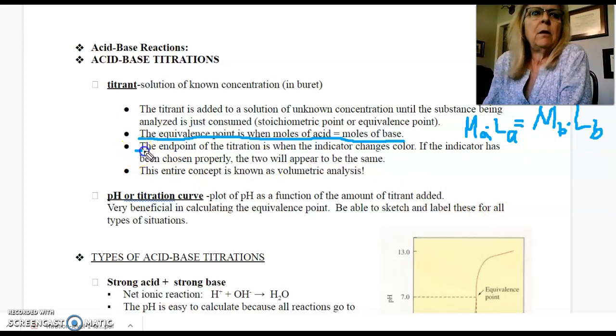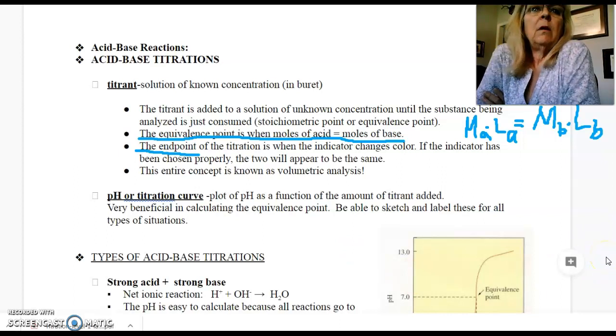All right, another terminology that we need is called the endpoint of the titration. And that titration endpoint is when the indicator changes color. Ideally we have the actual equivalence point happening at the same time as the indicator changing color. That is really what we want. We don't want the indicator to change color and tell us to stop titrating if we have not reached the equivalence point. So that's when we want the two to be the same. All right, and this is all known as volumetric analysis.